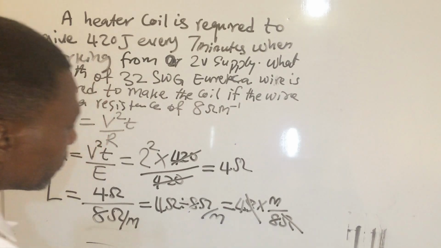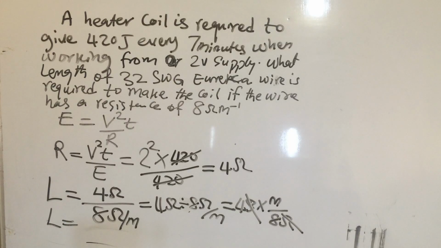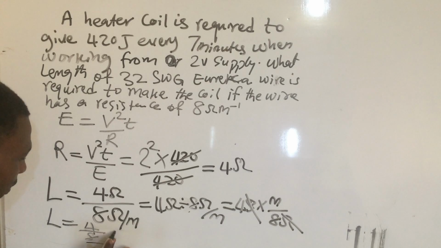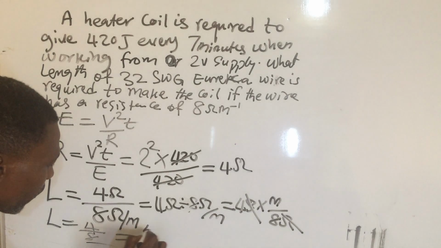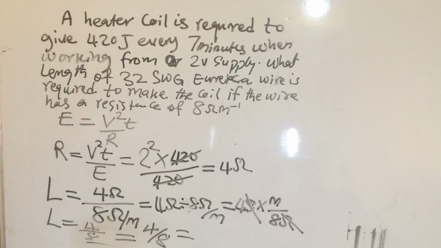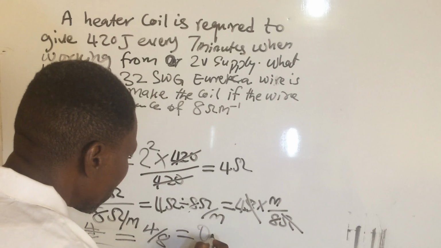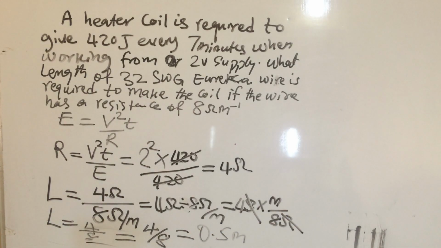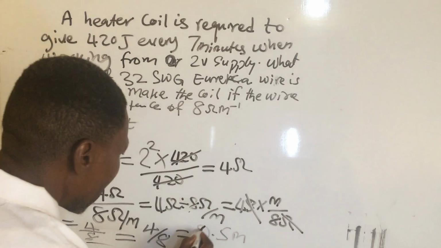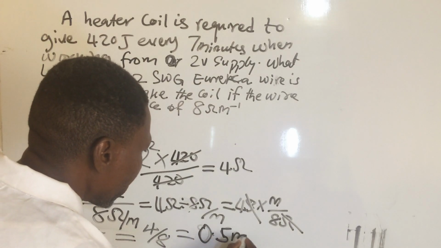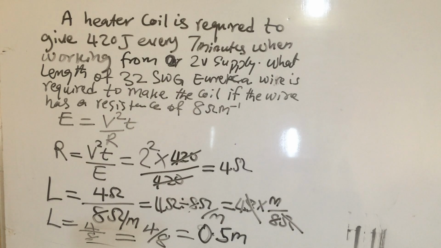Ohm cancels ohm, so the length equals 4 over 8, because ohms have cancelled ohms. When we divide it, we now have 0.5 meter. So this is the length they are asking us to manufacture.